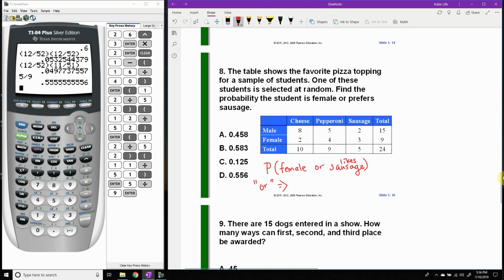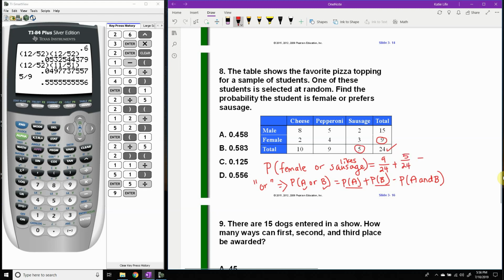It goes something like this. The probability that event A or event B happens is the probability of A plus the probability of B minus the probability that there's some overlap there. Okay. So in this case, the probability that you are female, that's event A, or the probability that you like sausage, event B, is going to be equal to the probability that you are female, which in this case is 9 out of a total of 24, 9/24, plus the probability that you like sausage, which is a total of 5 out of 24, 5/24.